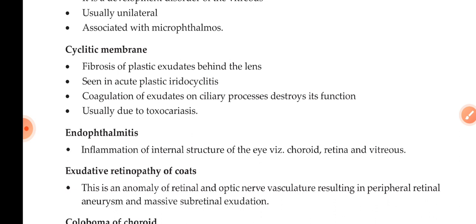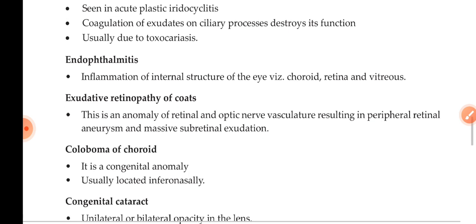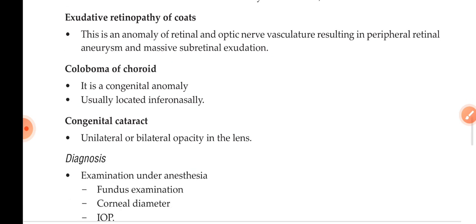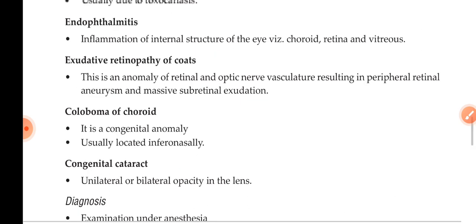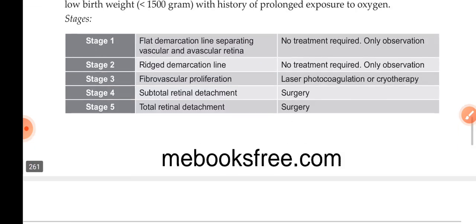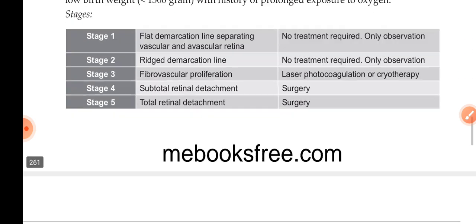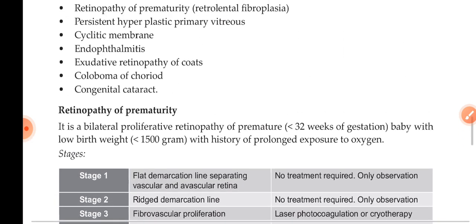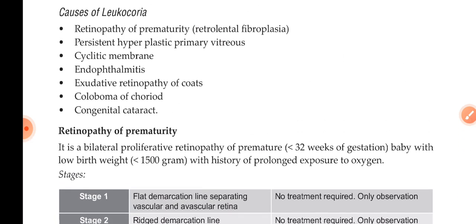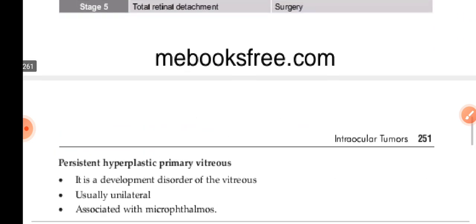Endophthalmitis, you already know, it is one of the most common dreaded complications. Okay, eye enucleation is seen. Inflammation of internal structure of the eye with choroid, retina, and vitreous. Okay, exudative retinopathy of Coats, that is Coats disease. Coloboma of choroid, congenital cataract, usually unilateral, bilateral. Okay, these are differential diagnoses of leukocoria. Actually, I need not explain this, but you already know, you can remember better. Retinopathy of prematurity, congenital glaucoma, persistent hyperplastic primary vitreous, coloboma of choroid, congenital cataract.